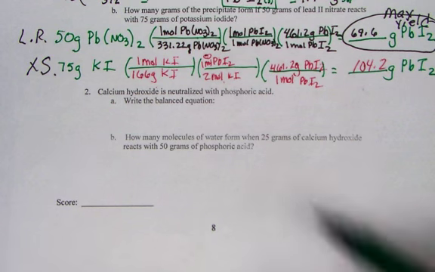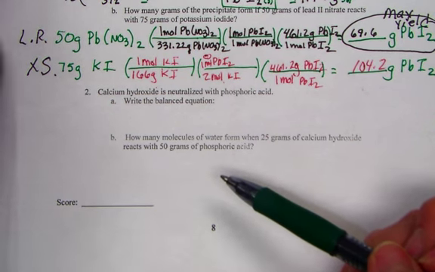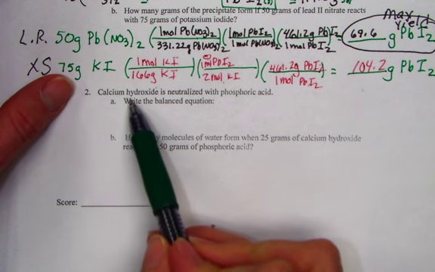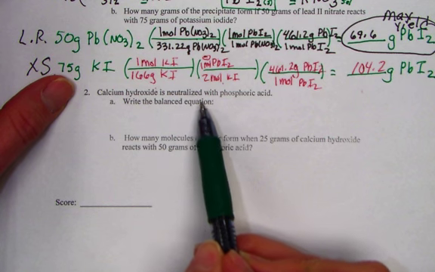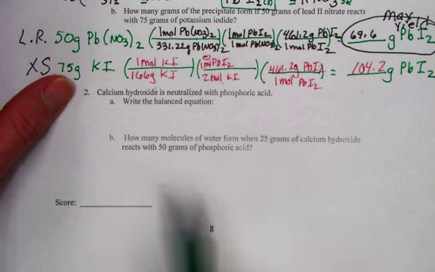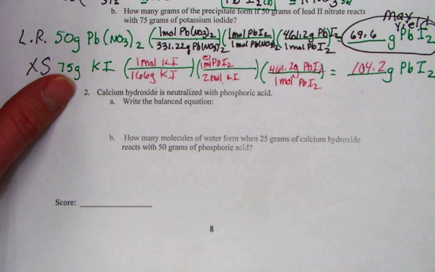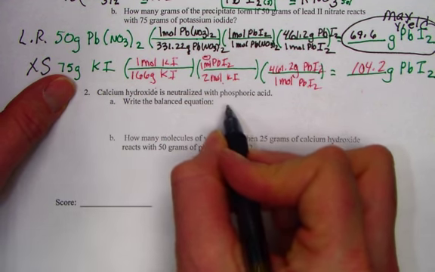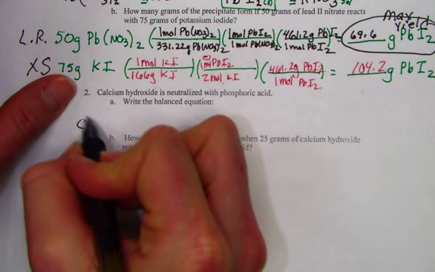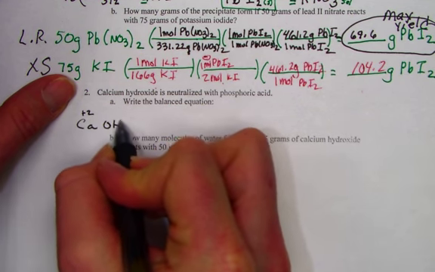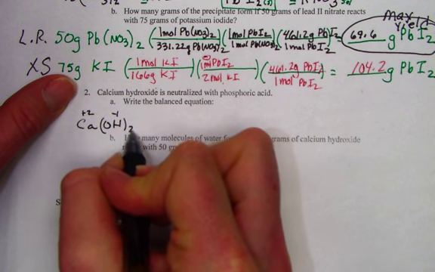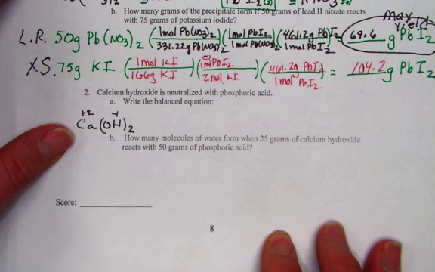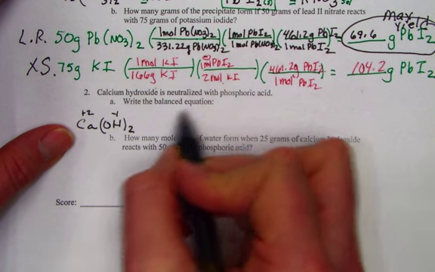Here we go. Our second question on the distributive practice that deals with limiting and excess reagents. It reads, calcium hydroxide is neutralized with phosphoric acid. We're being asked to write the balanced equation. Calcium hydroxide is a base being neutralized with an acid. Calcium with its +2 charge, hydroxide with its -1 charge, Ca(OH)2 taken twice is the formula for the base called calcium hydroxide.